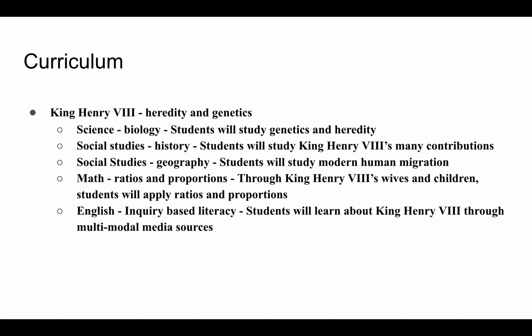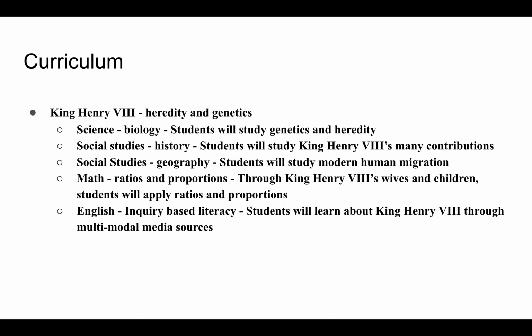The history is obviously going to be an easy connection. We're going to study King Henry VIII's many contributions to his kingdom, his influence on other kingdoms, and how he altered England. Geography students will study modern human migration. In math, ratios and proportions: with King Henry VIII's wives and children, they will apply the proportions to possibly calculating the probability of surviving a marriage with King Henry VIII, the ratios of survival rates, deaths, things like that.